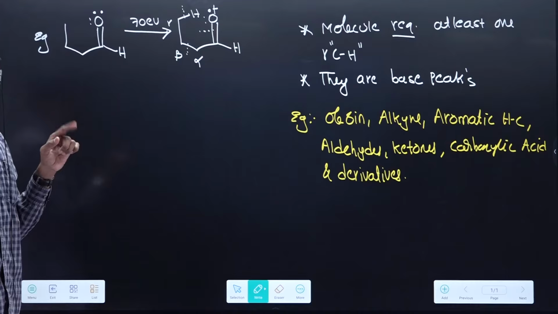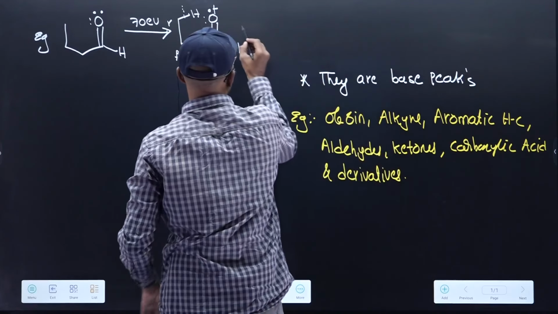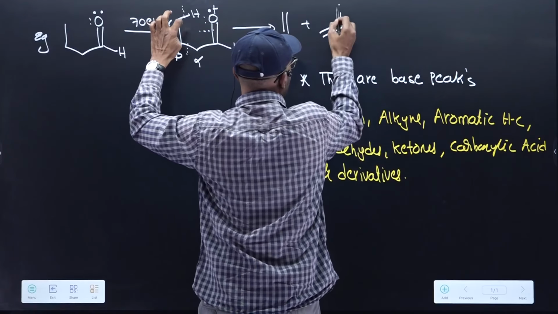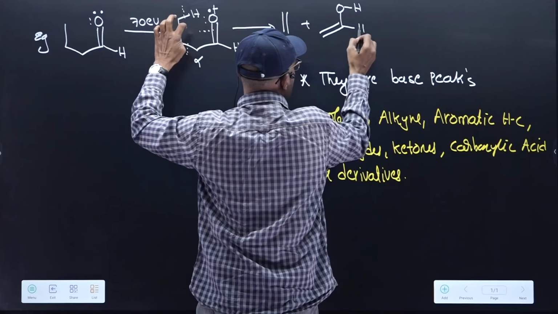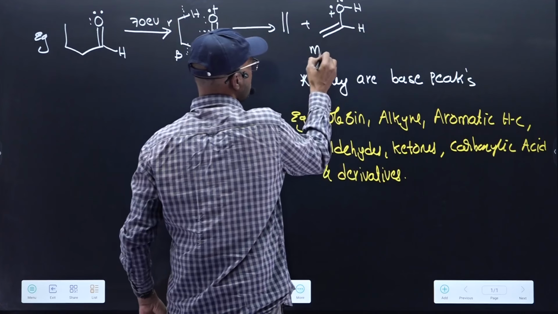After formation of the molecular ion, write down the answer. So what is your product? Can I write a double bond here? Double bond, and here put a double bond, and here you write down OH. Your hydrogen will be as it is. And this is radical cation and lone pair. So what is the m/z value of this fragment?